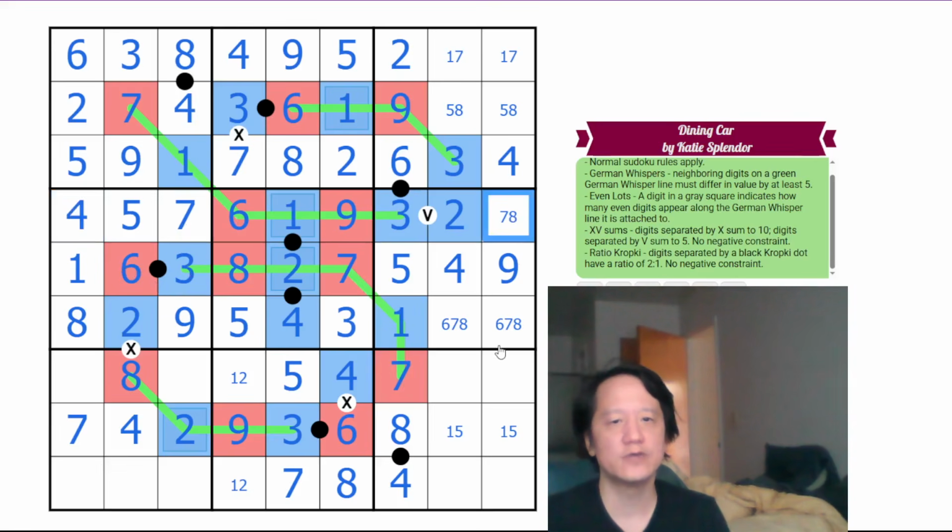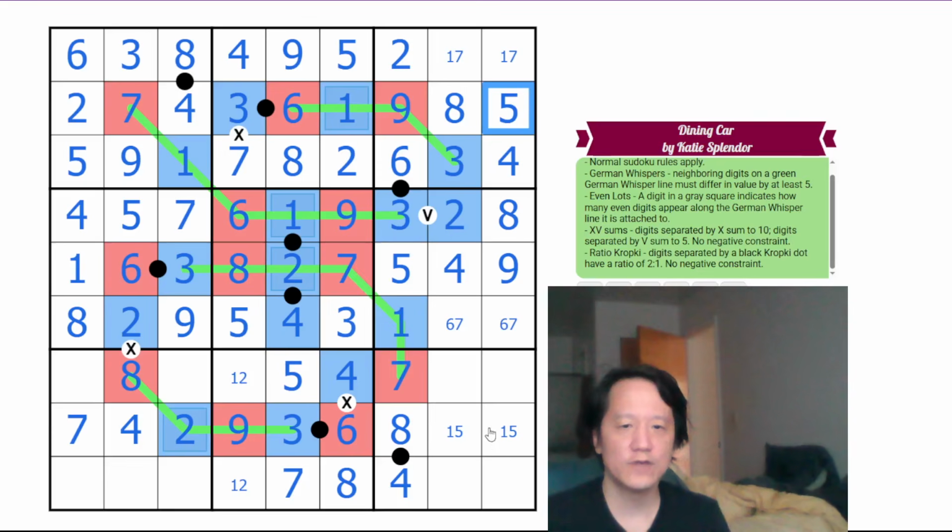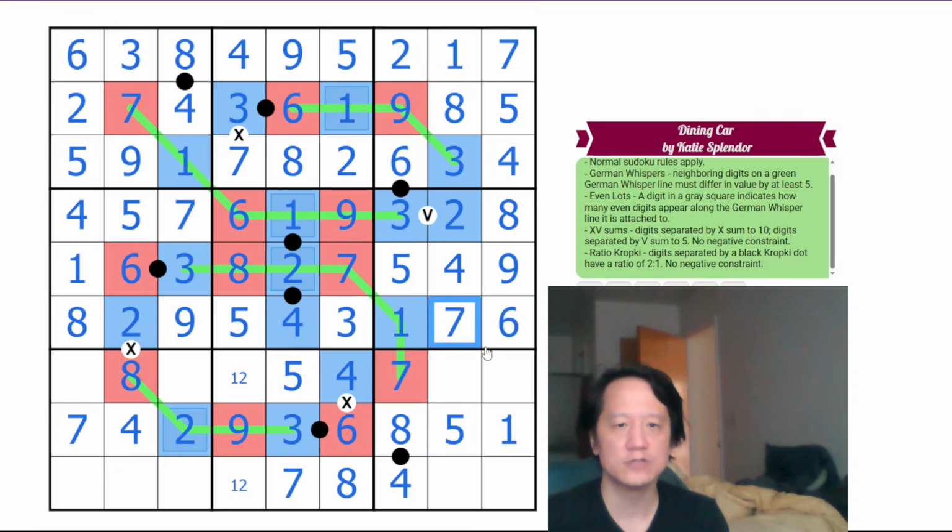7 eliminates 7 here, so that's 8, which eliminates 8 here, so it's 5 and 8. And 8 eliminates 8 here. 5 eliminates 5 here, so it's 1 and 5. 1 eliminates 1 here, so it's 7 and 1. 7 eliminates 7 here, so it's 6 and 7. Remaining digit in column 2 is a 1, which makes this not 1, so it's 2 and 1 there.